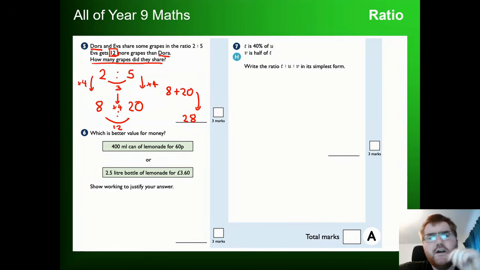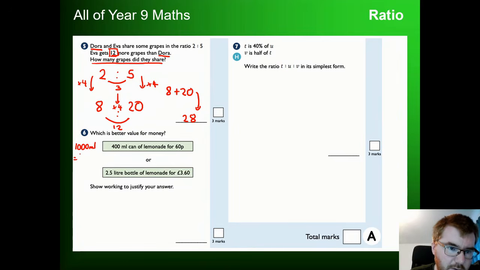Question 6, which is better value for money? A 400 millilitre can of lemonade for 60p, cool, that's good old days, or a 2.5 litre bottle of lemonade, £3.60. Right, so the first thing to notice here is the units are different, so let's convert it all into the same units. Now there are 1,000 millilitres in a litre. That's a fact you need to know off by heart. So we can convert this to 0.4 litres. This also can be converted into money, so into pounds and not just pence. That's the first thing to do.